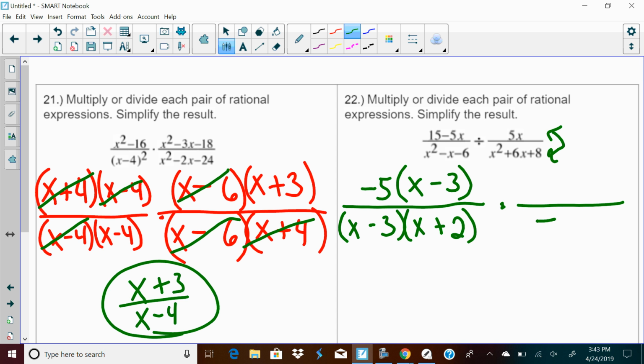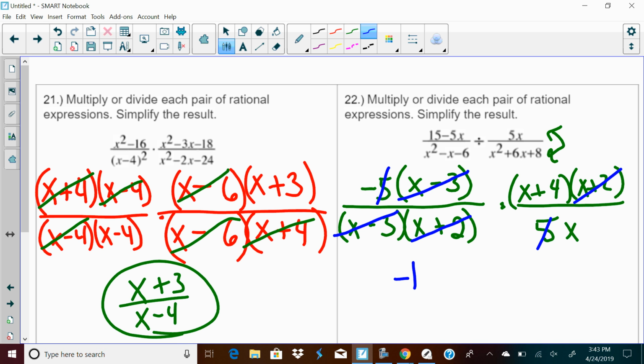On the bottom, I'm going to end up with 5x. On the top, I get x plus 4, x plus 2. So then I can cancel out the x minus 3s, the 5s as well. So then I end up with negative 1 times x plus 4 over x.